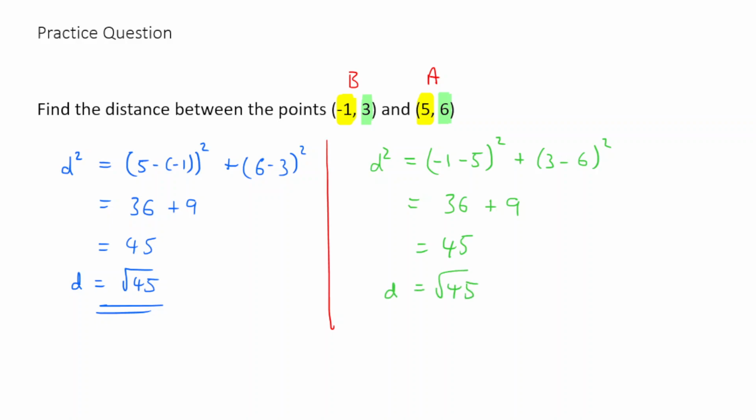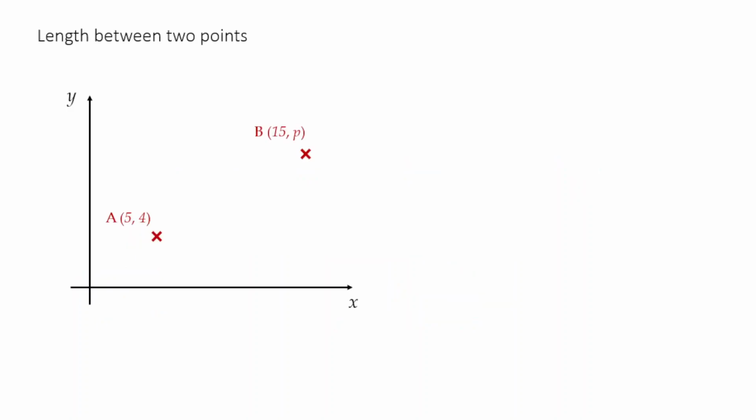45. So it doesn't matter what order you take your coordinate points in, right? Because you'll get the same result, because when you square things, the negatives will become positives. Okay, so you don't have to worry about that. All right, well, we're very close to being at the end.